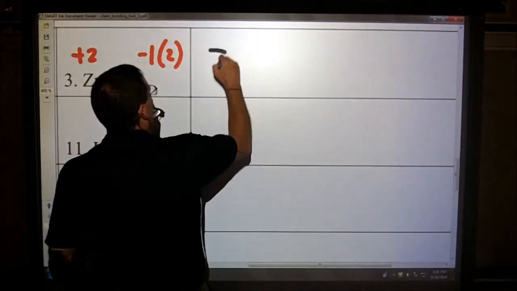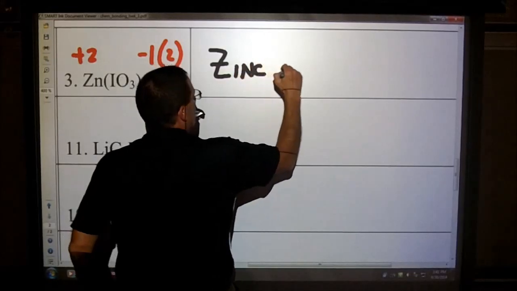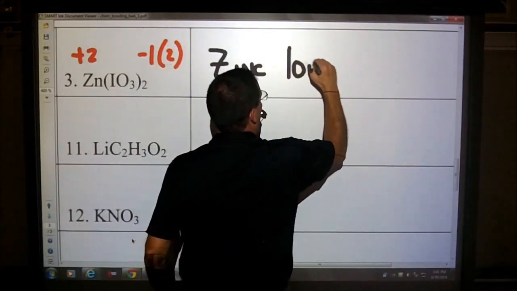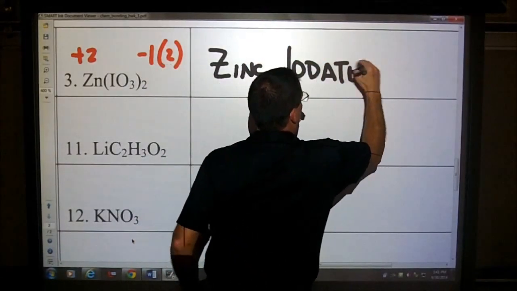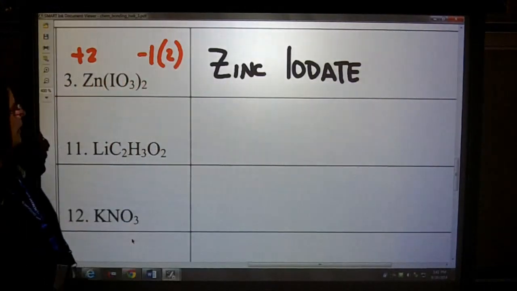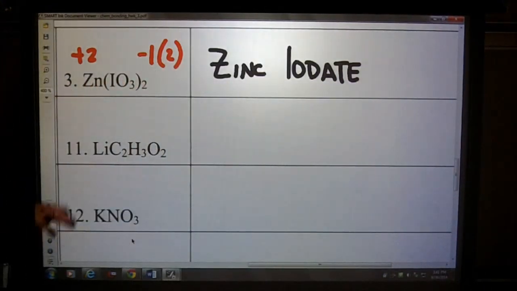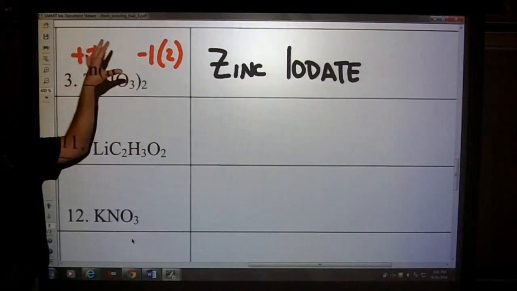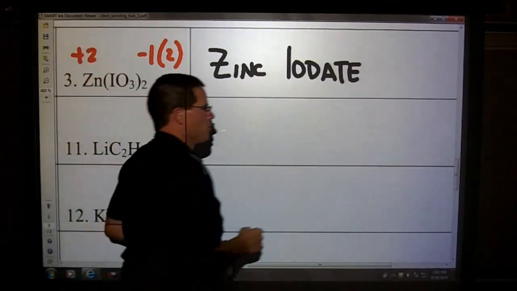So zinc iodate. And again, you don't have to worry about indicating the charges because we know the charges, or you should know the charges.